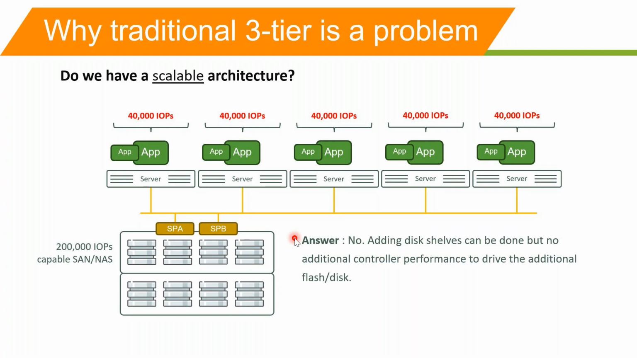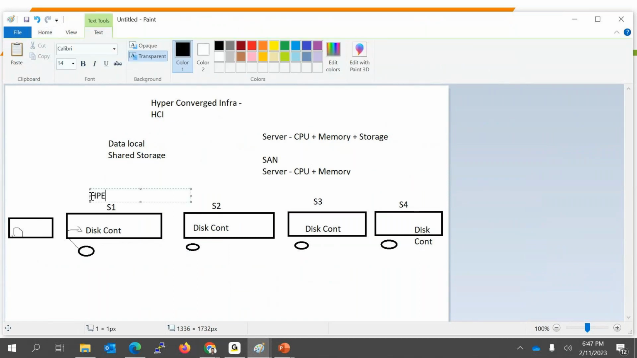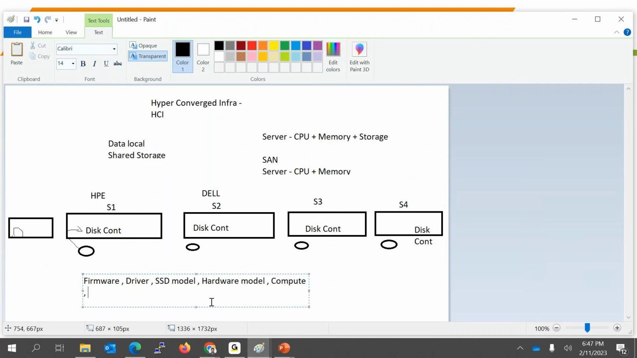Why? I will tell you. So consider this server, you buy from HPE, then you buy this from Dell. So performance is measured based on firmware, drivers, SSD model, or other hardware models, compute, and a lot of stuff involved. And then the hypervisor version. So a lot of things are involved.